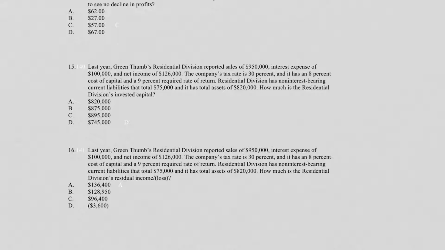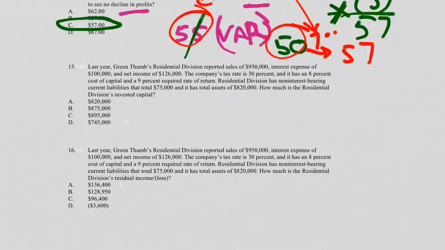Okay, problems 15 and 16 are the same facts, just different questions. One wants to know the residual division's invested capital, and the other one wants to know the residual income. For the second we need the invested capital in order to figure the residual income, so we're not wasting our time going through the motions. Okay, so let's see what we've got here.